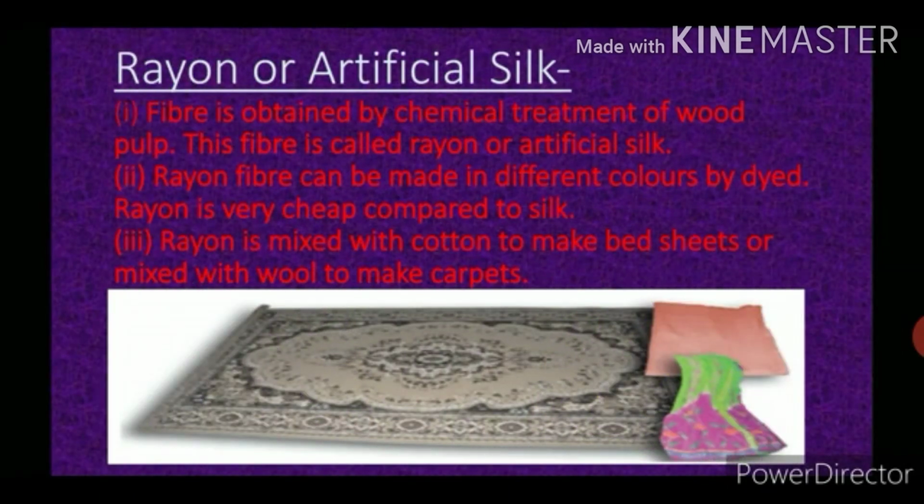Rayon is also known as artificial silk because of its close resemblance to silk, but it is cheaper than silk. Although this is man-made synthetic fiber, but it is obtained from some natural resource and it is prepared from wood pulp. When wood pulp is mixed with chemicals, then it forms rayon. It is used in carpet cloths. It can be easily dyed in different colors.